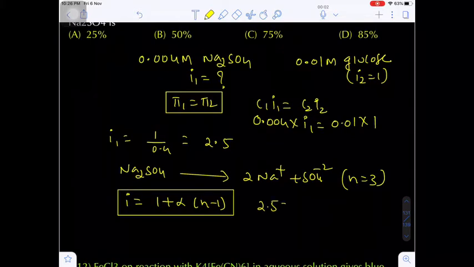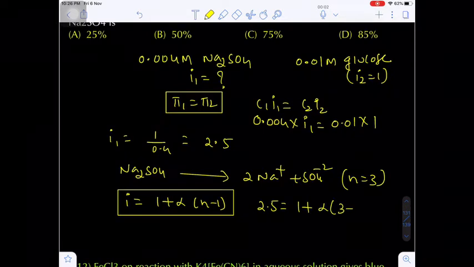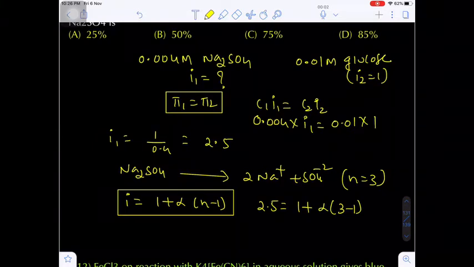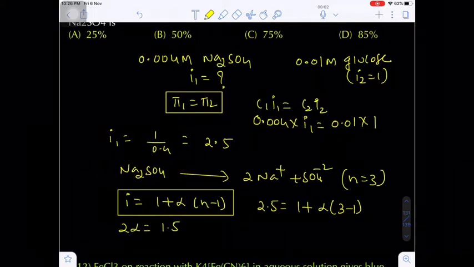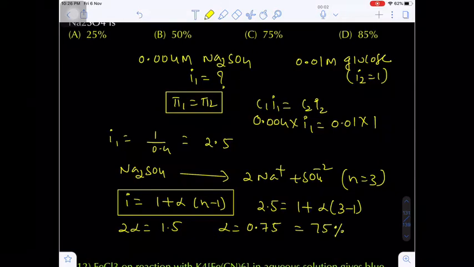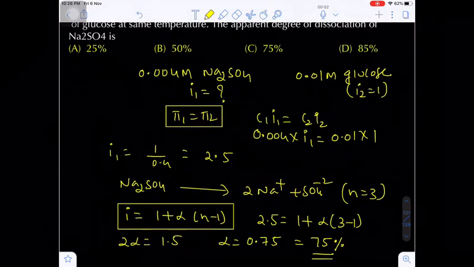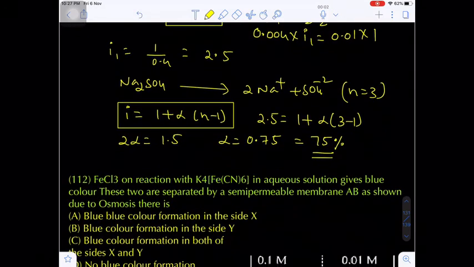So 2.5 is equal to 1 plus alpha, to be calculated, into n minus 1, that is 3 minus 1. 3 minus 1 means how much? 2. So 2 into alpha, 2 alpha. 2 alpha will be equal to 1.5. Alpha value equals 0.75. In terms of percentage, shall I write 75%? So this is the degree of dissociation of sodium sulfate, which is 75%. That is the C option.